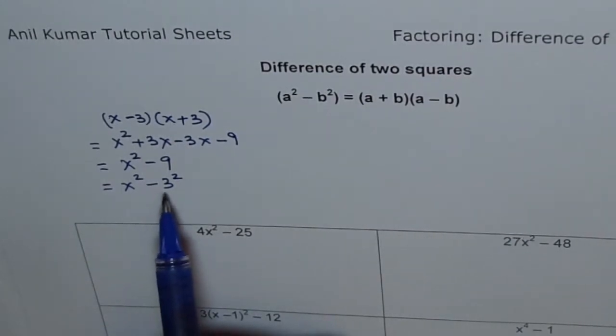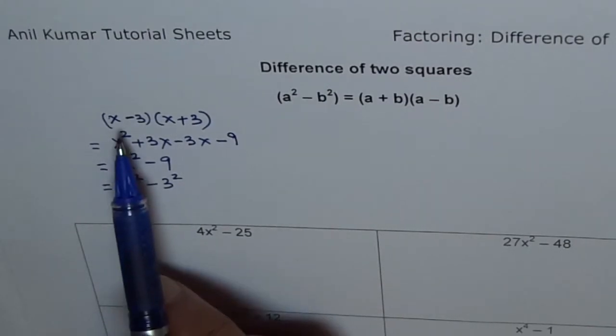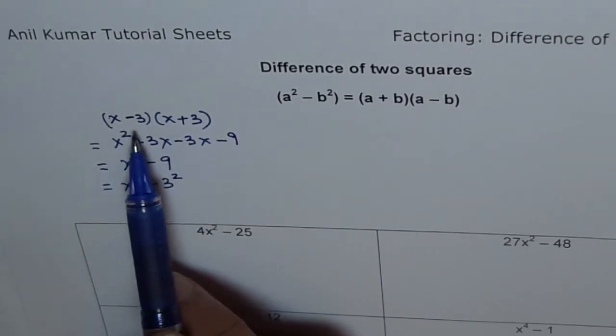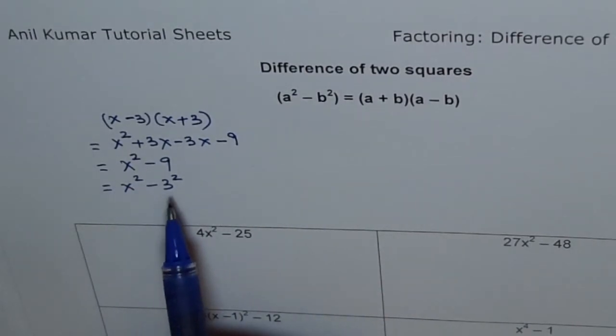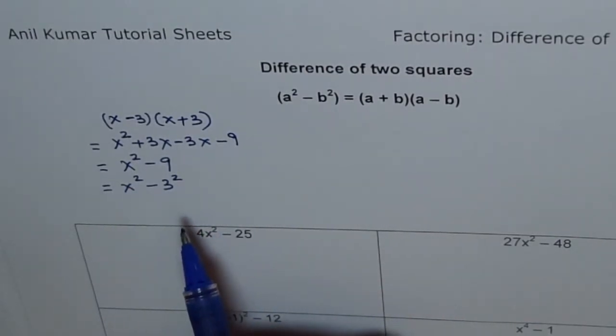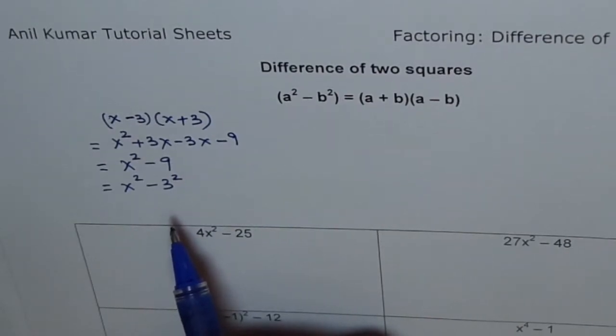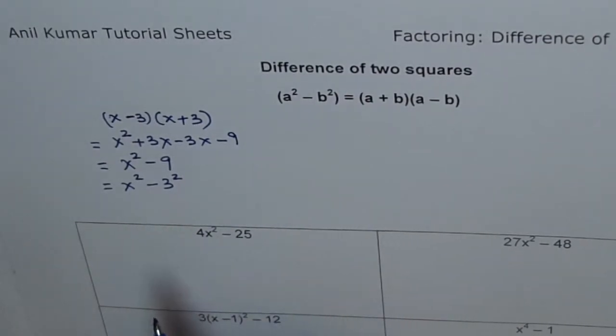So you want to factor them? Just multiply their difference and sum. x minus 3 times x plus 3 will give you x square minus 3 square. So that's how we do difference of squares factoring. Nothing can be easier than this.